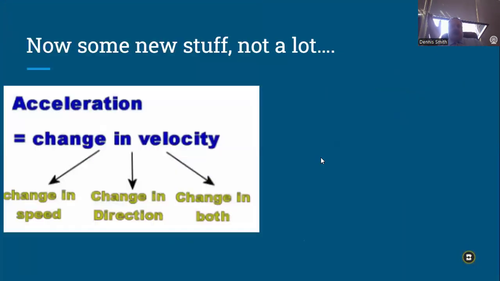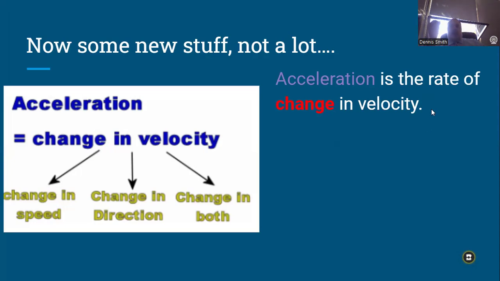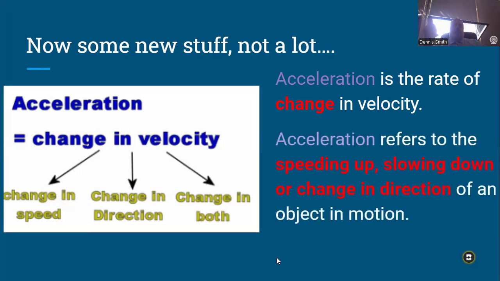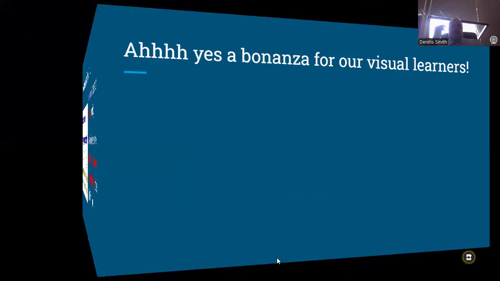All right, so some new stuff. Acceleration. We've talked about acceleration already, guys. It's a change in velocity. It can be one of these or it can be both of them. If there's a change in the speed or magnitude, that's a change in velocity. That means some sort of acceleration is taking place. If the number stays the same and the direction changes, that's a change in velocity. That means acceleration is taking place. Or if both the number and the direction change, then that's a change in velocity and acceleration is taking place. So acceleration is the rate of change in velocity. Acceleration refers to either the speeding up, slowing down, or change in direction of an object in motion.